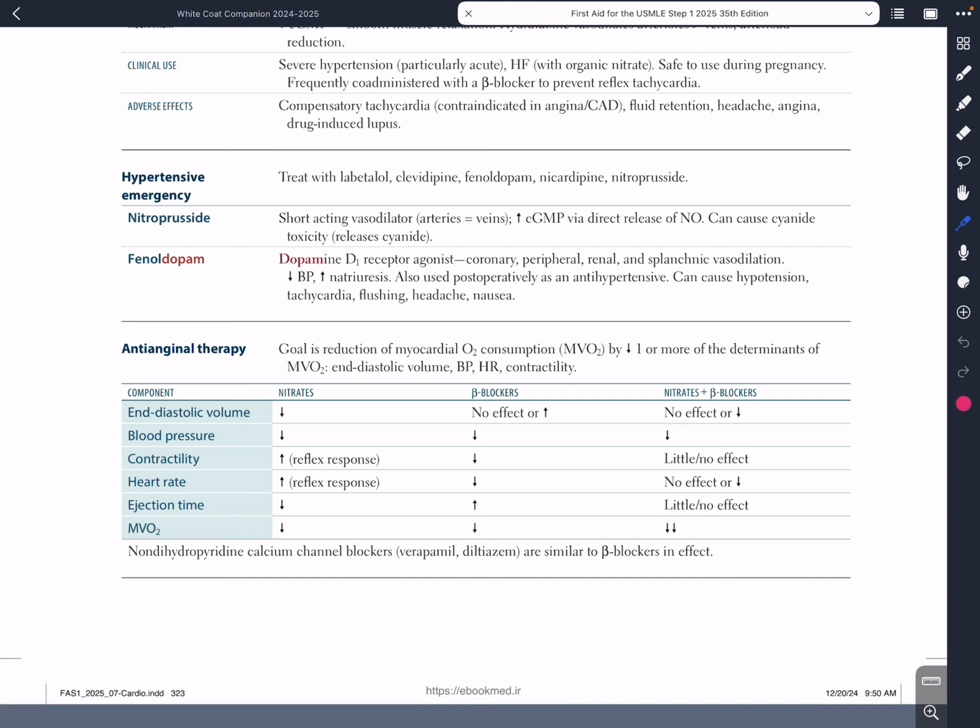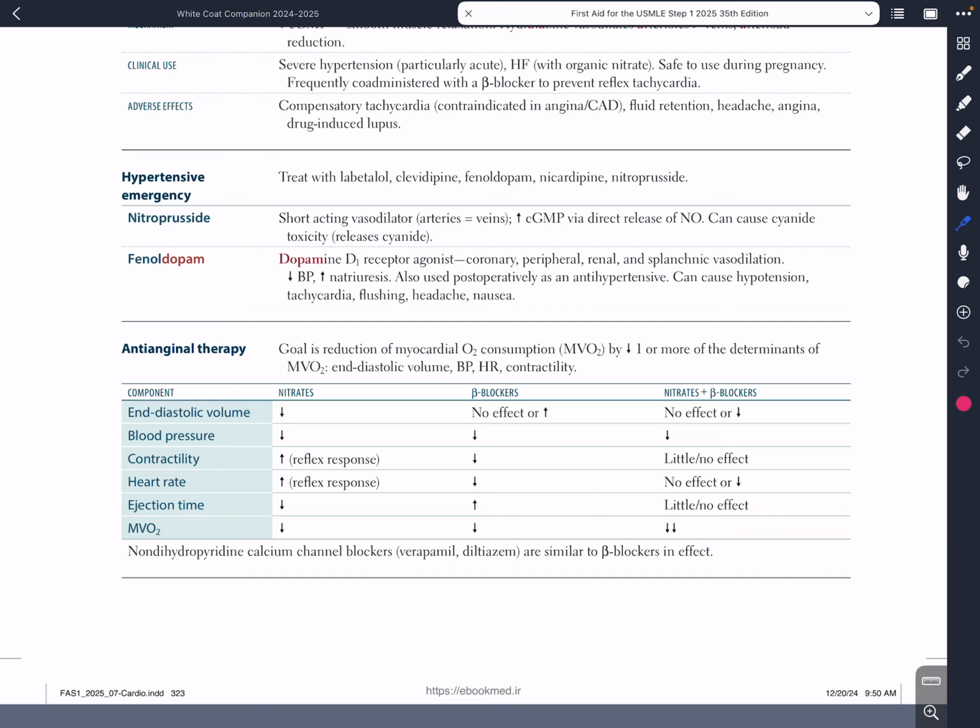If you give nitrates to a patient with high blood pressure, the blood pressure goes down. With a beta blocker, blood pressure also goes down. So the net effect with nitrates and beta blockers is that they both lower the blood pressure.